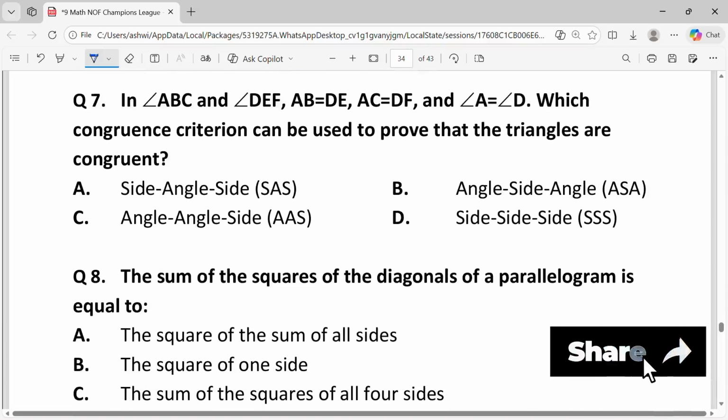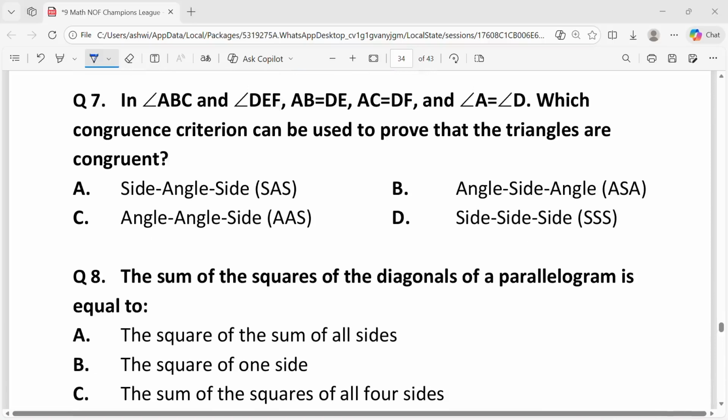Question 7. In triangle ABC and triangle DEF, AB is equal to DE and AC is equal to DF, and angle A is equal to angle D. Which congruence criteria can be used to prove that the triangles are congruent?